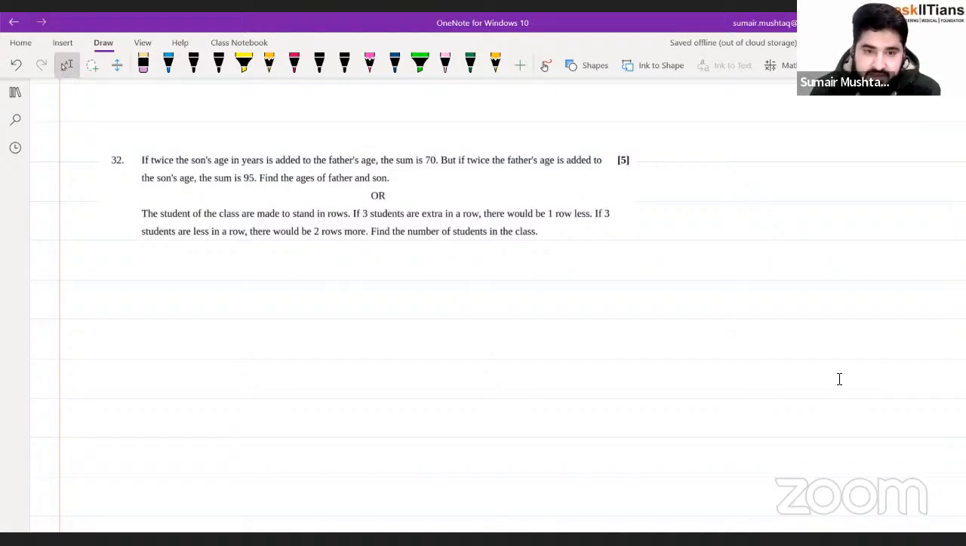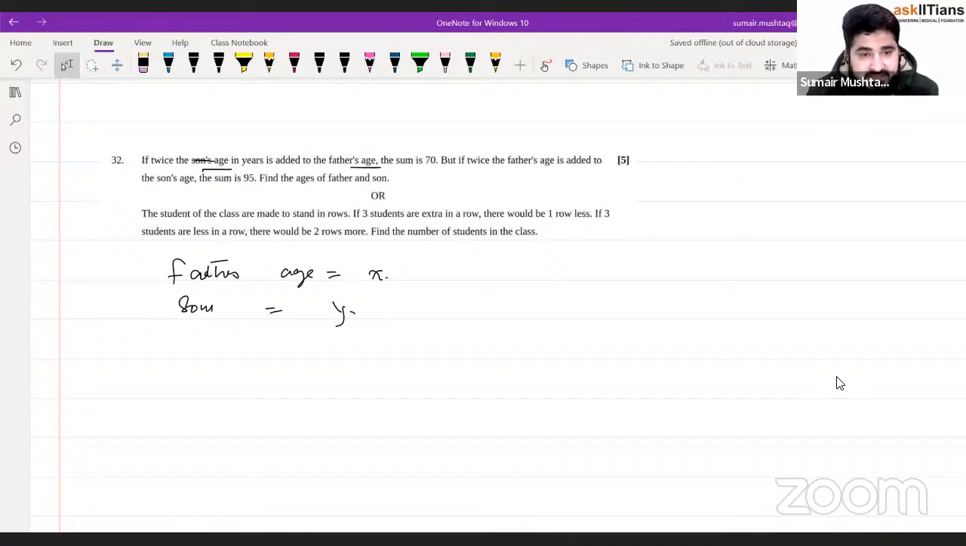The father's age is added, if twice the son's age in years is added to the father's age, the sum is 70. But if twice the father's age is added, first of all, write the conditions. What is the father's age? Let the father's age be x. Okay, the son's will be y, right? Okay, what is the first condition?